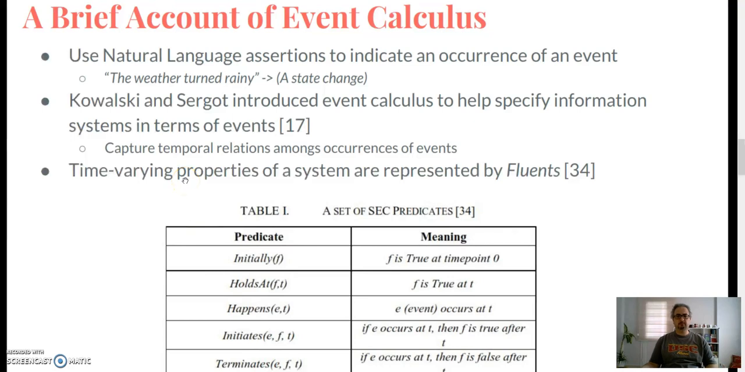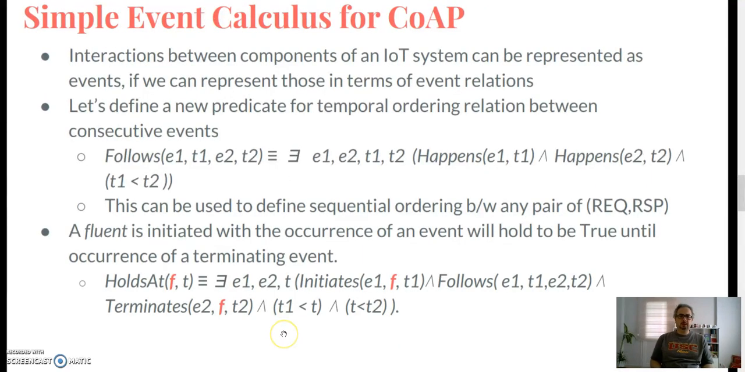In the example given above, let's say we have a fluent about weather condition. Initially, we might say that it is sunny, but in an event where it started raining, then the fluent becomes rainy, right? So this function can be used to represent that. So let's see how we can use this simple event calculus in representing an IoT system in terms of events.